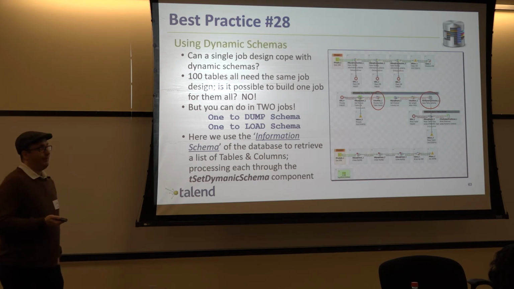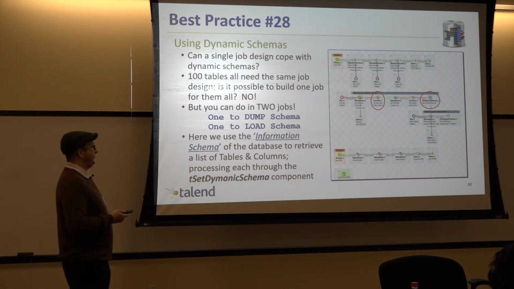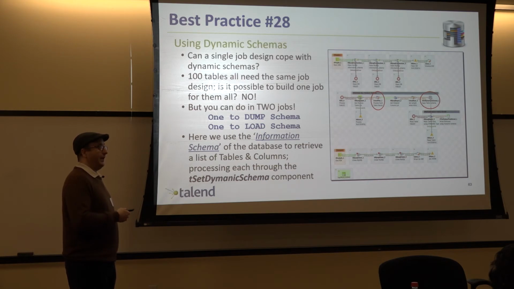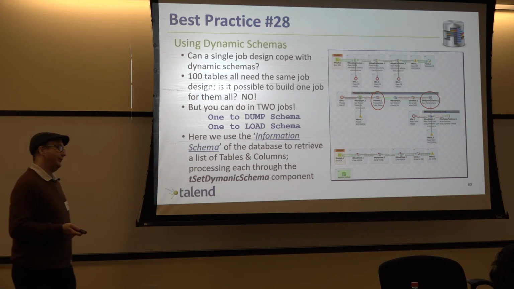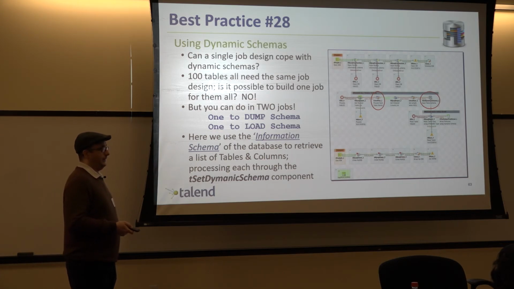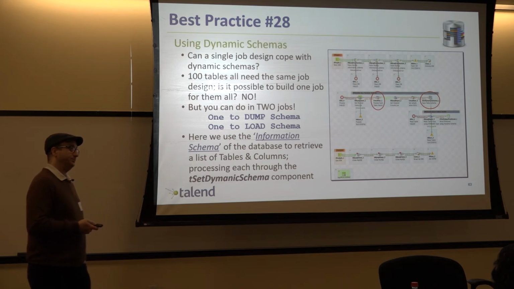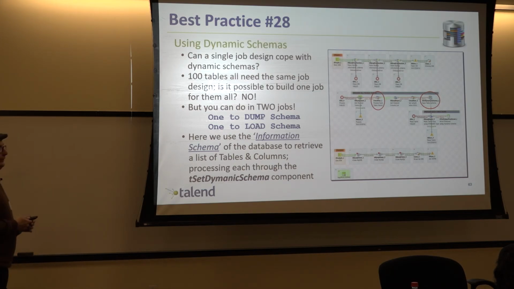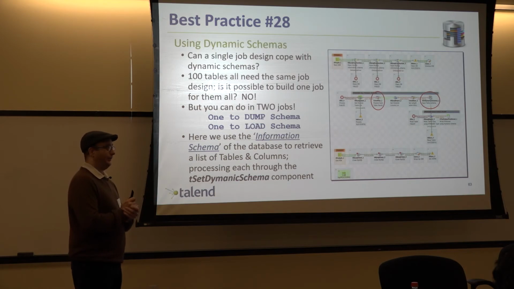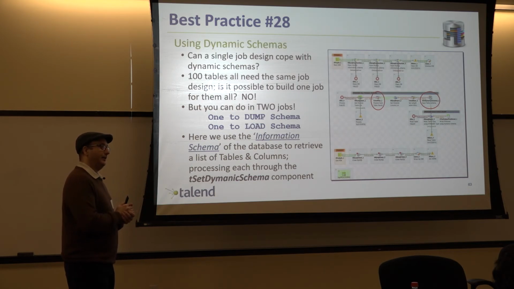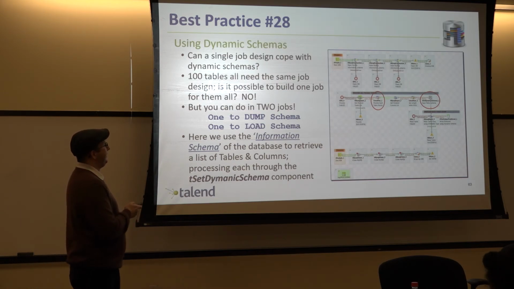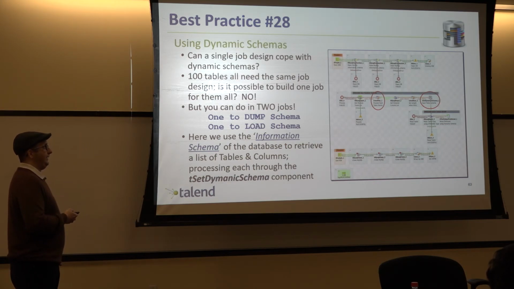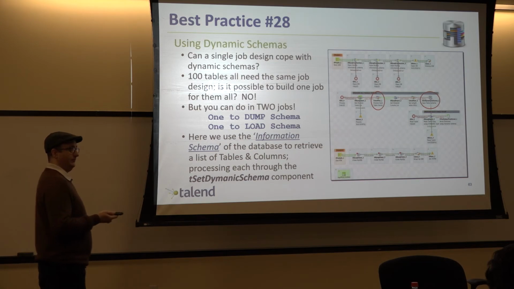So where do you get that metadata from? The answer is you probably get it from your information schema. Almost every database has some way of querying a list of all the columns, all the data types, things like that. That's where you're going to get this information from. So you can read from, for example, Oracle all tables, for a specific table. You can say, give me a list of all the columns, and load that into my dynamic schema using tSetDynamicSchema. And then you can reference that schema later.